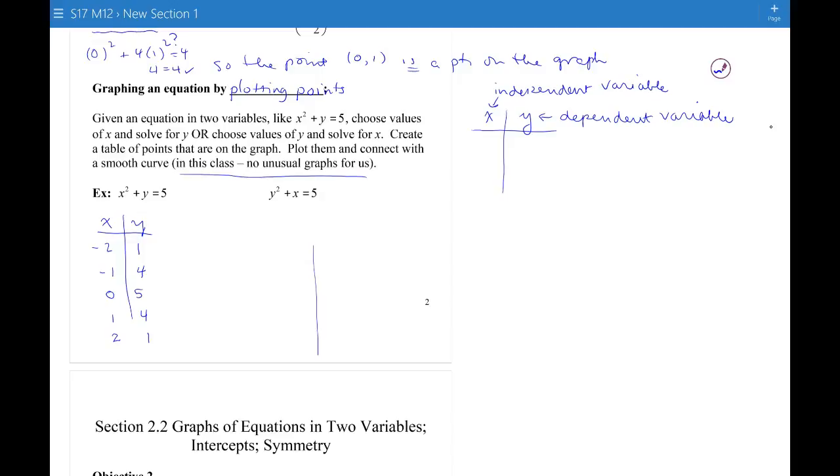So then you would plot these points. You'd say when x is -2, y is 1. When x is -1, y is 4. When x is 0, y is 5. And so on. And we can see the shape of the graph. I'm very picky about labeling your axes, so just get in the habit of doing it all the time. And we'll look at this problem in class together.